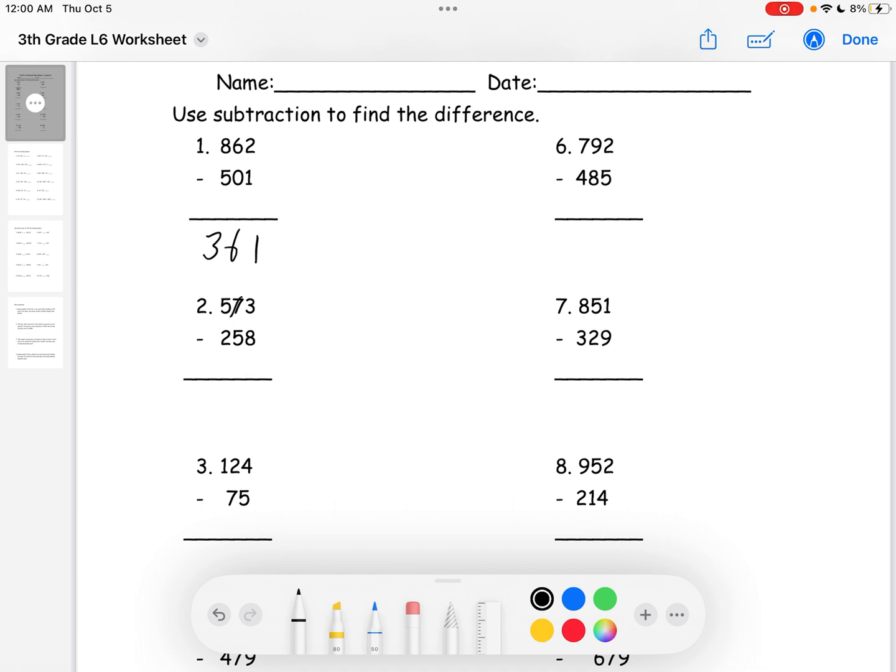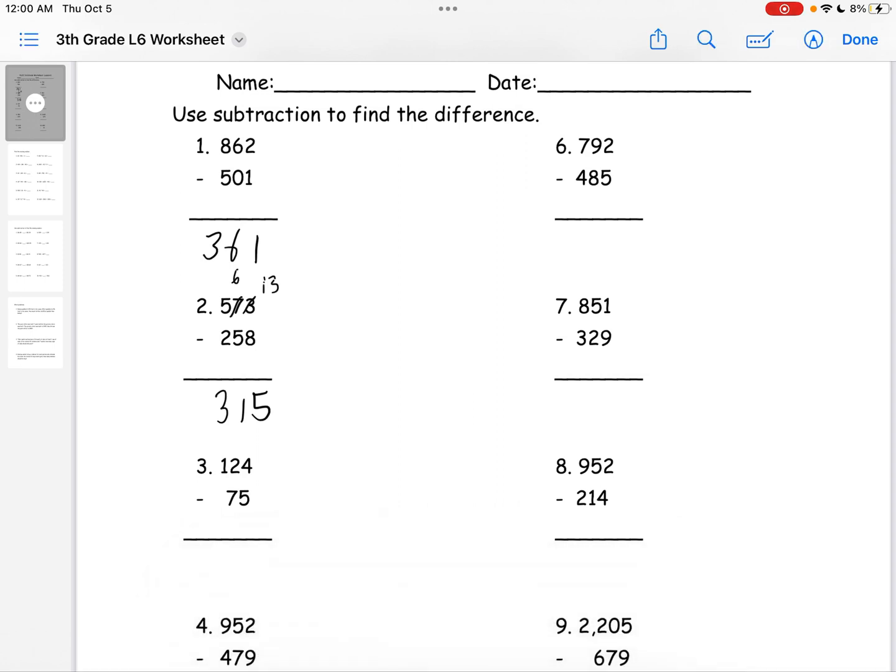So first, we're going to change the 7 to a 6, change this 3 to a 13. 13 minus 8 is 5. 6 minus 5 is 1. Oh, it's 1. 5 minus 2 is 3. So the answer to question 2 would be 315.